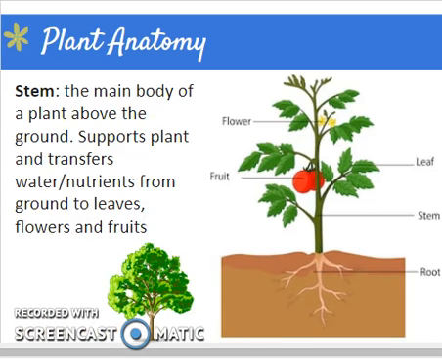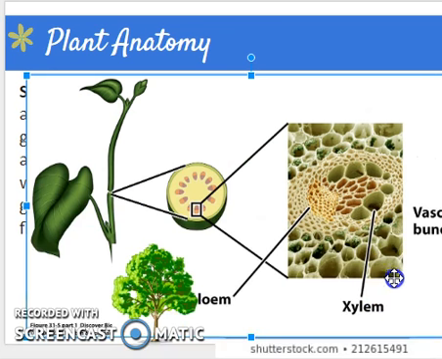The stem is the main body of the plant above the ground. This supports the plant. The stem holds up the leaves, the fruits, and the flower. And the stem also transfers that water and nutrients that the plant soaked up through the ground up to all the other plant parts. In a tree, the stem is the trunk.